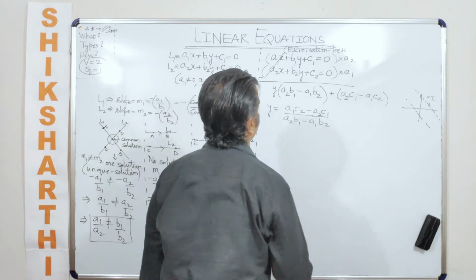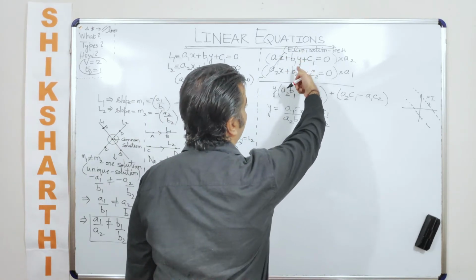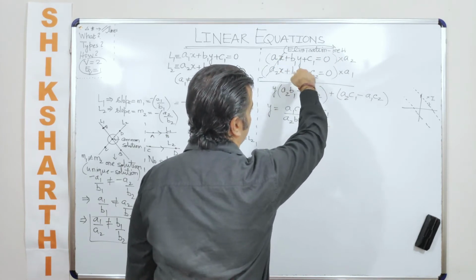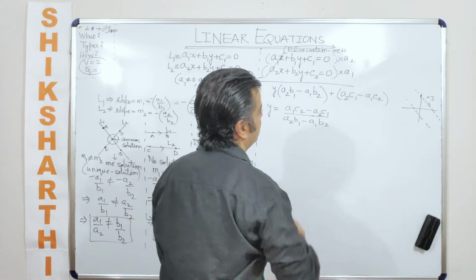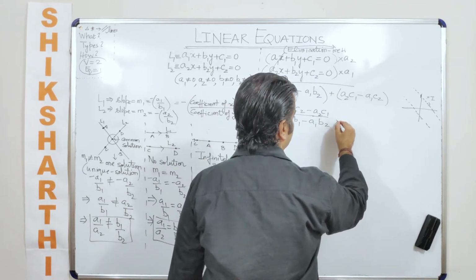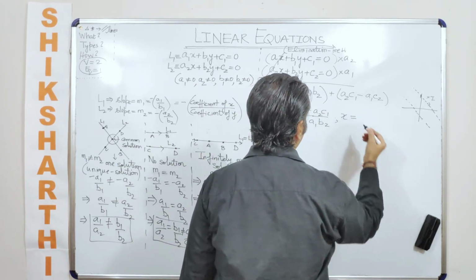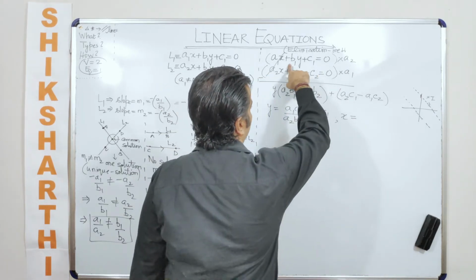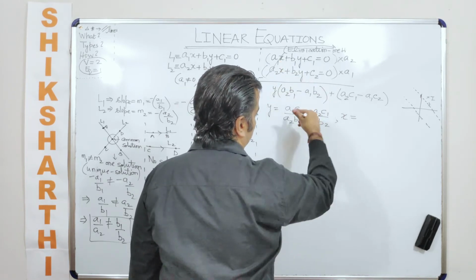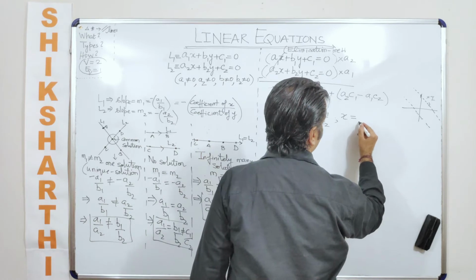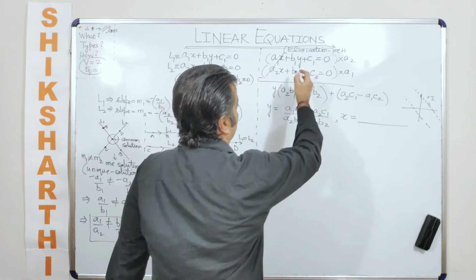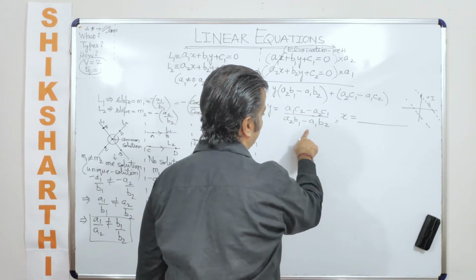Now if I were to eliminate y, I would have multiplied the set of equations with the coefficients of y only. So in that case, I would have multiplied this with b2 and this with b1. In that case, I would have got the value of x as, so b1, now this becomes a1b2, so it again goes down. Here I was getting b1a2 minus b2a1.